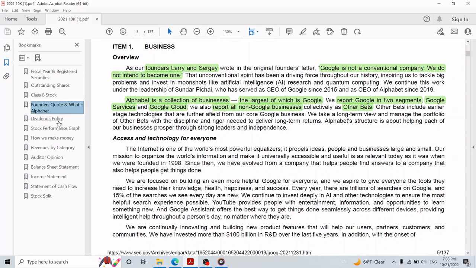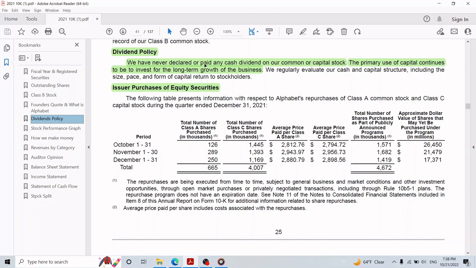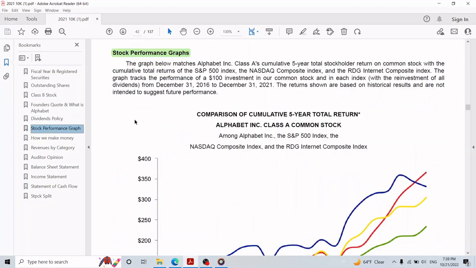That's amazing. Unfortunately, their dividend policy states that they have never declared a dividend and they never will. But the nice thing is, they do repurchase their stock. In the last quarter, they're telling us they bought about 665,000 shares of Class A and about 4 million shares of Class C. That's just for the last quarter of 2021 alone. And we will go over the decrease of their outstanding shares later in the analysis.